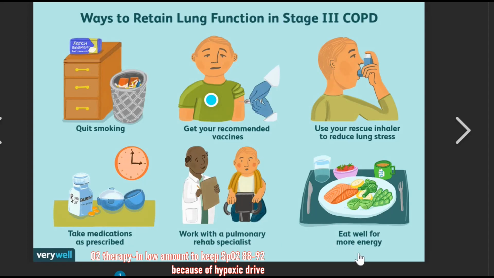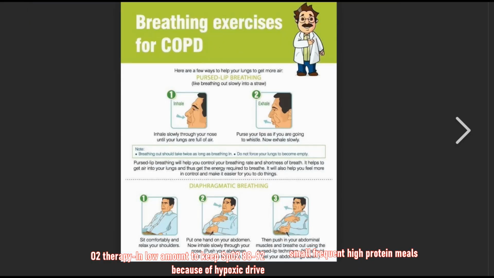Also, adequate nutrition. A patient with COPD may not tolerate 3 large or heavy meals per day. The reason is large meals push the abdomen, push the diaphragm and compress the lung. So for a COPD patient, encourage small, frequent, high protein meals. And finally, teach the COPD patient breathing exercises. There are 2 breathing exercises that help this patient. One is pursed lip breathing. Second is diaphragmatic breathing.